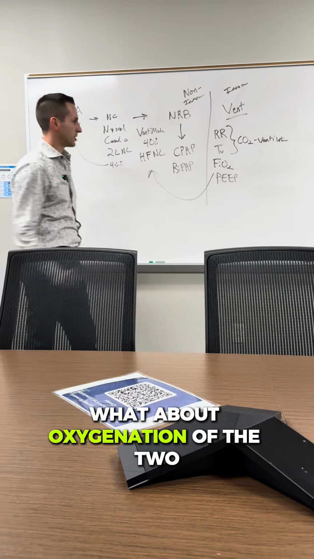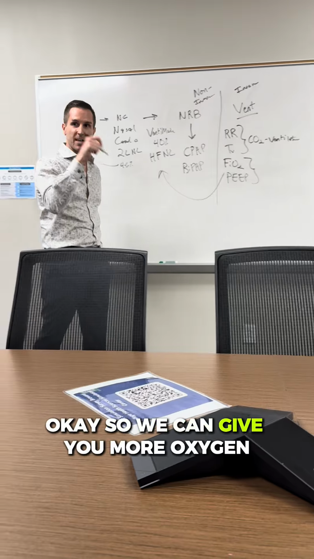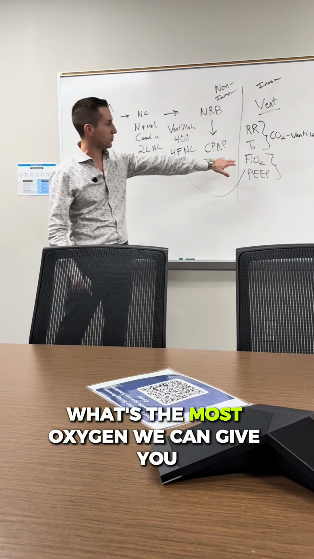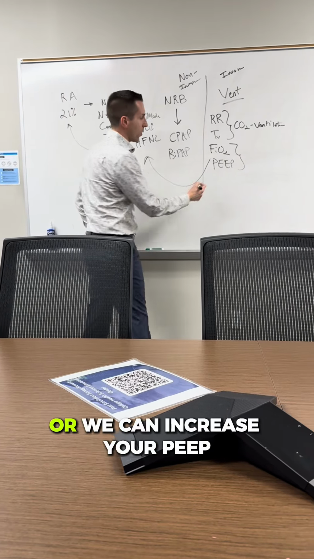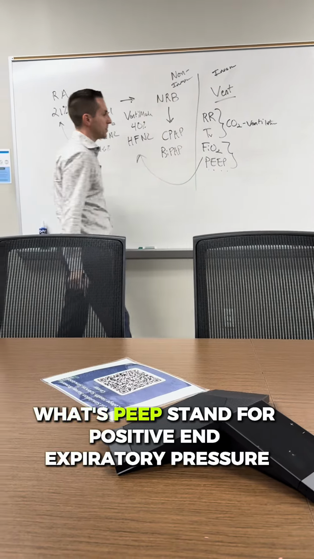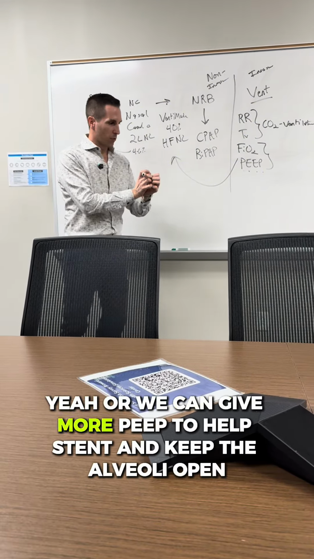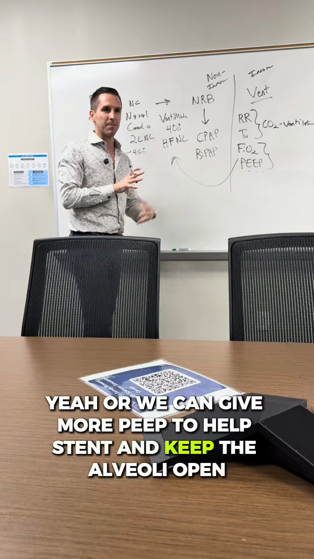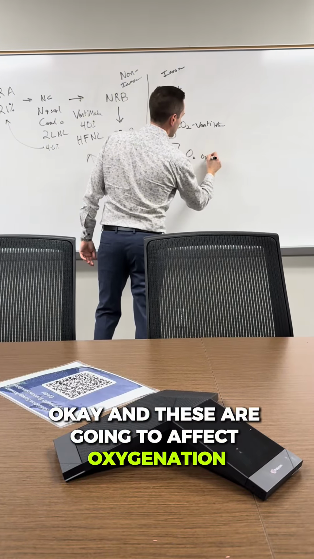What about oxygenation? The other two. We can give you more oxygen. What's the most oxygen we can give you? 100%. Or we can increase your PEEP. What's PEEP stand for? Positive end expiratory pressure. We can give more PEEP to help stent and keep the alveoli open. These are going to affect oxygenation.